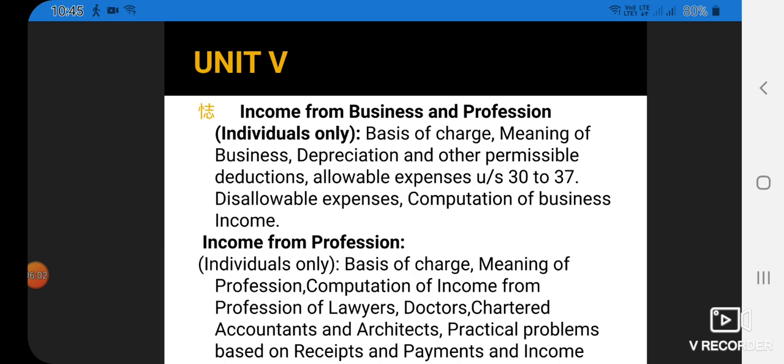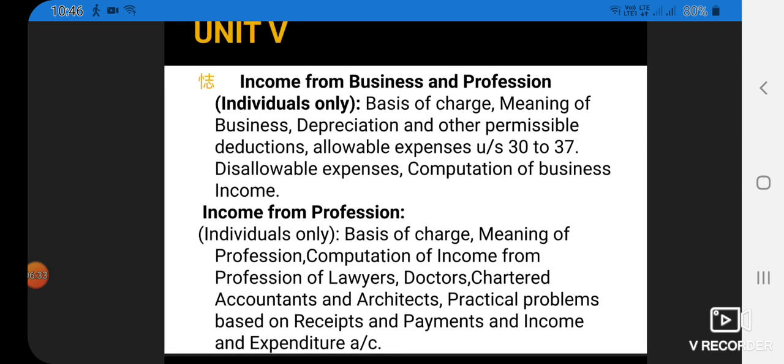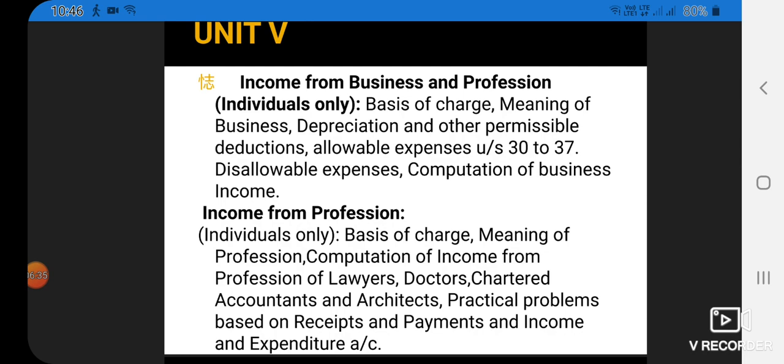Under income from profession, this is concerned only with individuals, and under this we are going to learn the basis of charge of income from profession, meaning of profession, and computation of income from profession of lawyers, doctors, chartered accountants, architects, and practical problems based on receipts and payments and income and expenditure account. So the fifth unit is also practical oriented, that is, we are going to solve sums under the fifth unit.